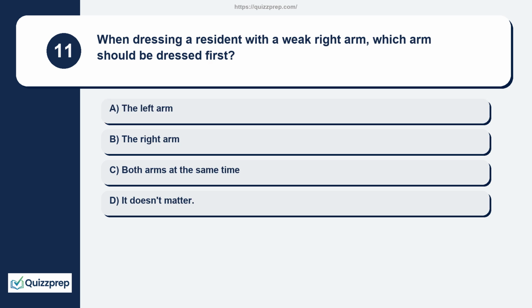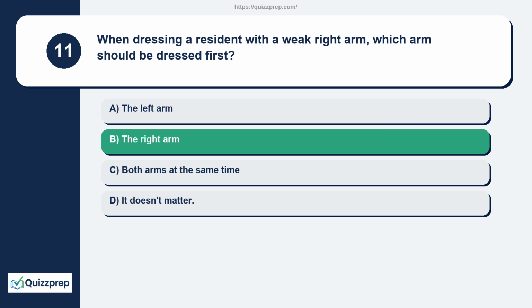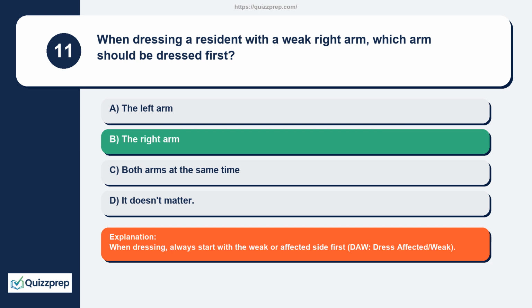Question 11. When dressing a resident with a weak right arm, which arm should be dressed first? The left arm, the right arm, both arms at the same time. It doesn't matter. When dressing, always start with the weak or affected side first. Dress affected, weak side first.